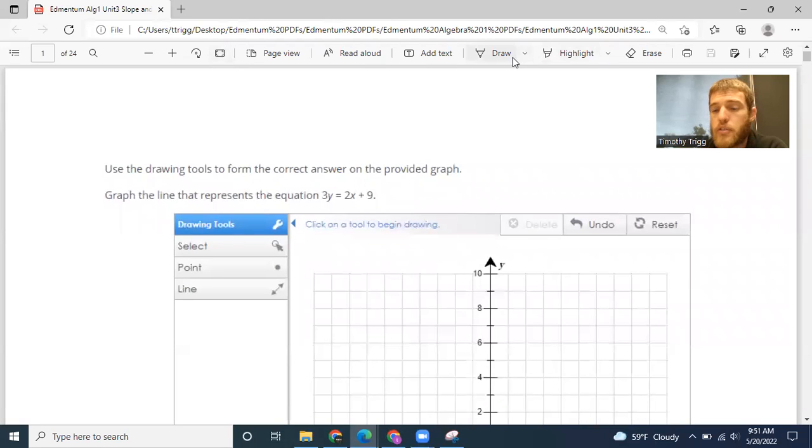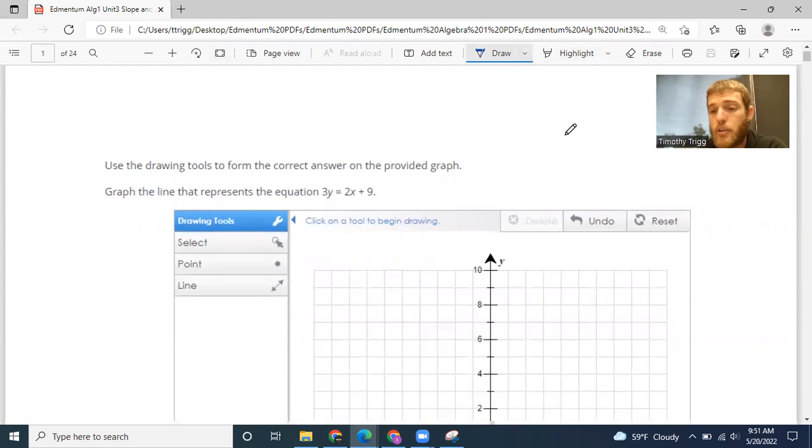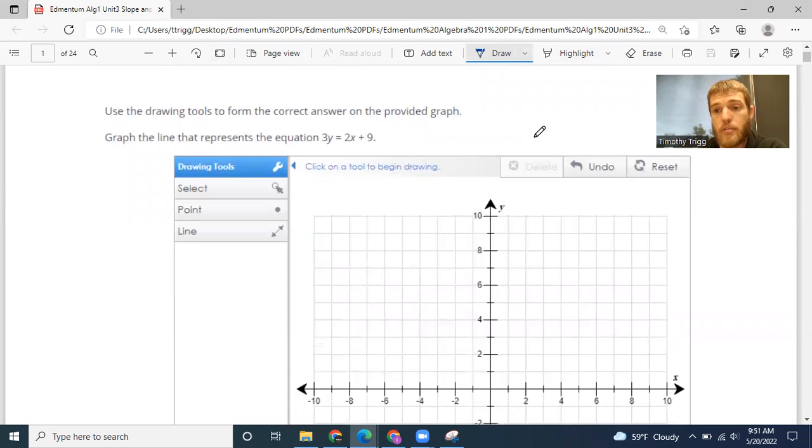If you follow along closely, write down everything I write, do everything I do, I promise it'll make a lot more sense. And graphing lines is actually an extremely important part of algebra. So I suggest you know this material very well, especially knowing the y equals mx plus b, the slope-intercept form. That's why I'm repeating it 20 times. Okay, so use the drawing tool to form the correct answer to provided graph.